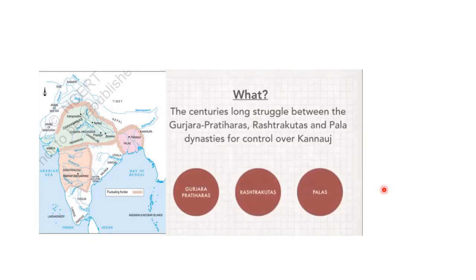So now let us recap what was the tripartite struggle. It was a struggle between three kingdoms. You can see Gujar Pratiharas, Rashtrakutas and Palas. And why did they struggle? Because they wanted control over the place called Kannauj. Okay, now you can see Kannauj is here. So all the three wanted control. It was a matter of power and prestige. Whoever controlled Kannauj means controlled entire India. So that was the main reason for this tripartite struggle.